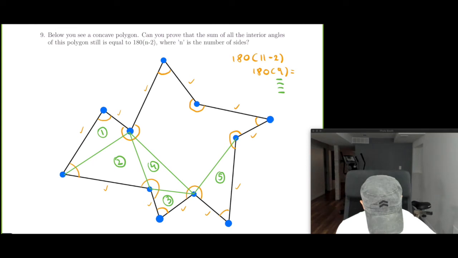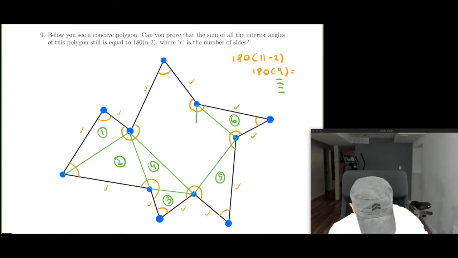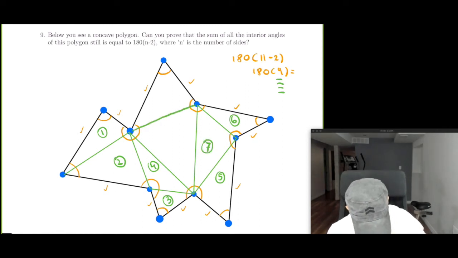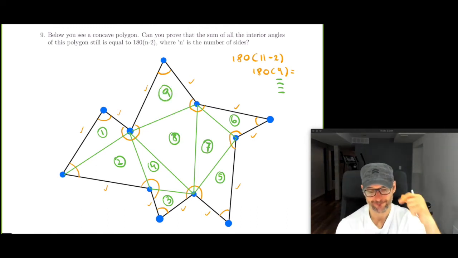Okay. Here is another one. So here's number 6. Here is number 7. Here is number 8. And then here's number 9.